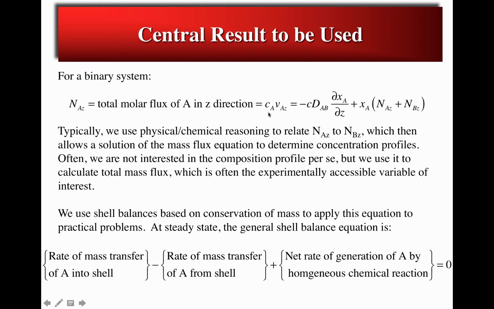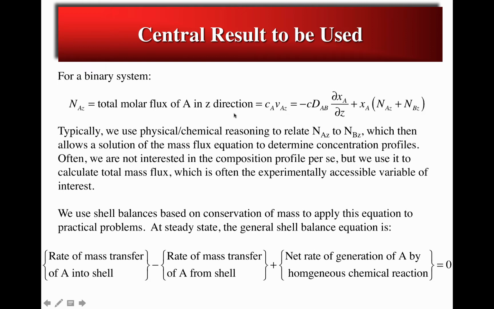We can always write that as the product of the molar concentration of A, in units, for example, of moles of A per liter of mixture, times the velocity of A in the z direction. And you'll see that that combination of variables, concentration times velocity, does in fact give units of flux, moles per square centimeter per second, for example.